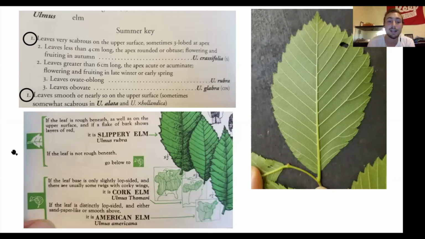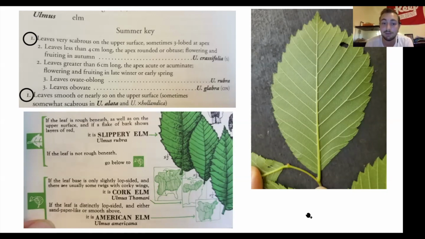So I wanted to show what the tree finder says about differentiating slippery elm and American elm. And it actually refers to the underside of the leaf, where the slippery elm would be rough beneath as well as on top of the leaf. And our American and cork elm would not be rough beneath and smooth. So I just showed a picture of the bottom here. It isn't really hairy. It's not rough.